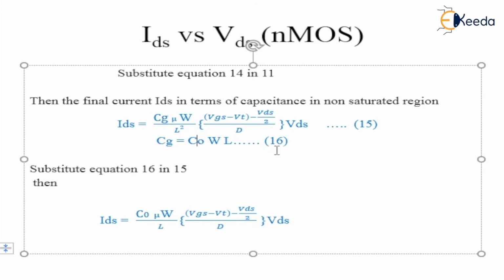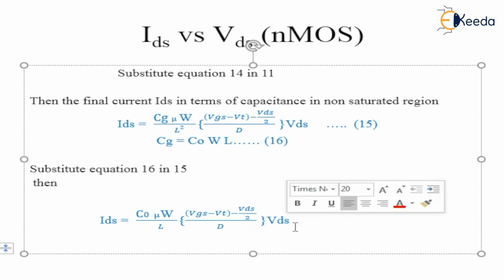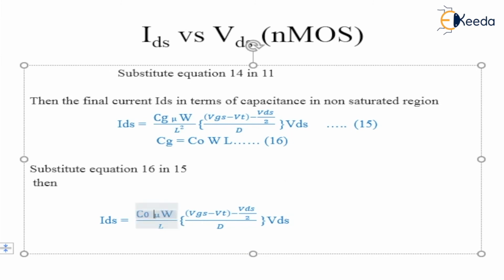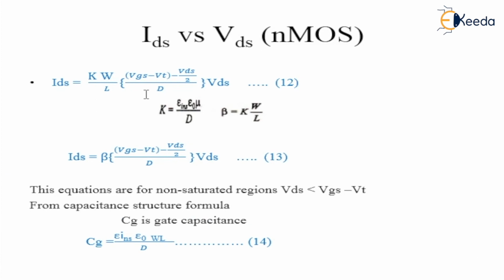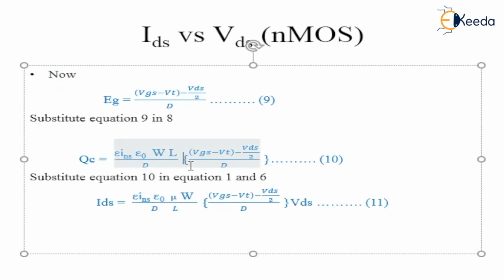So substitute this equation 16 in this equation number 15, then the resultant IDSS looks like C naught into mu into W by L into VGS minus VT minus VDS by 2 into VDS. So this is our resultant saturation current voltage in terms of capacitor. Or otherwise, if you are not supposed to do it with the help of capacitor, we can stop at this point itself.